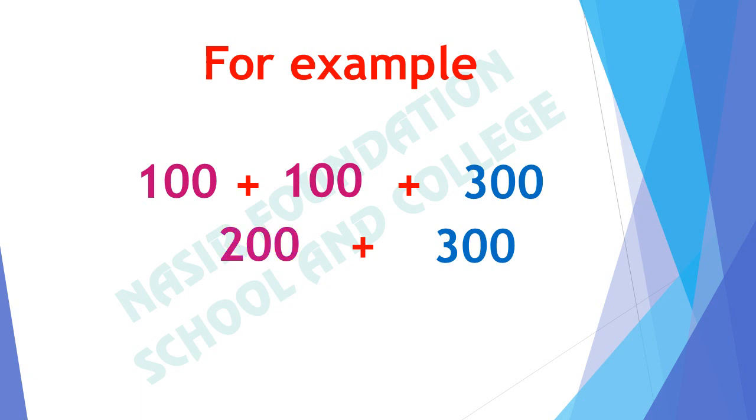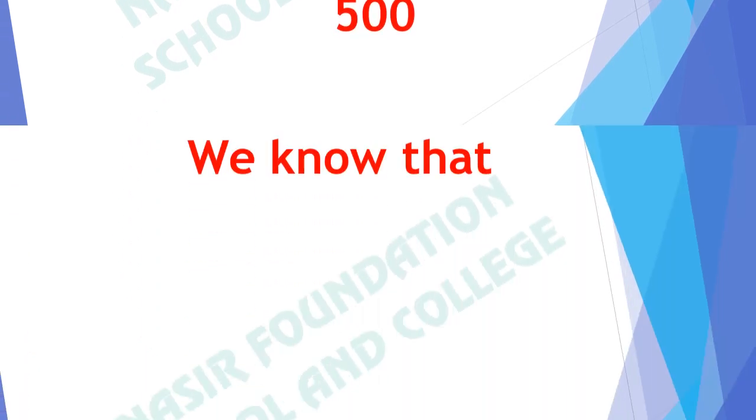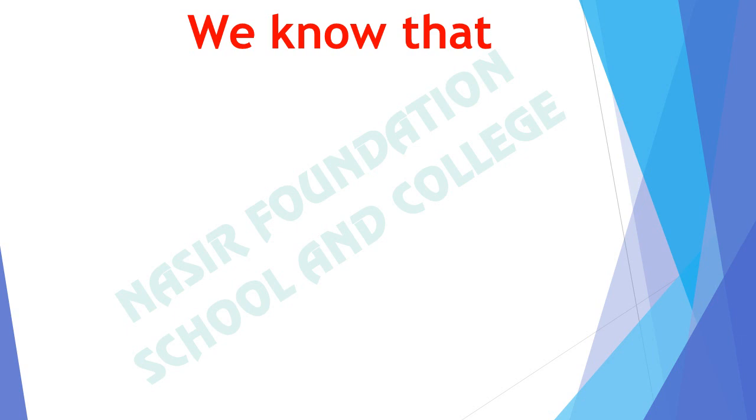Now we will move towards the next number. We will add 200 and 300. If we add 200 and 300, we get 500. Let's take another example.